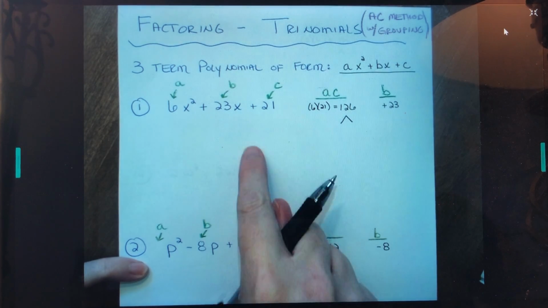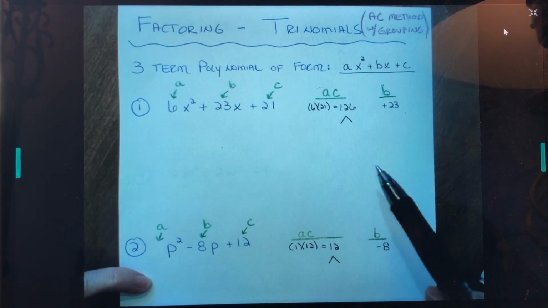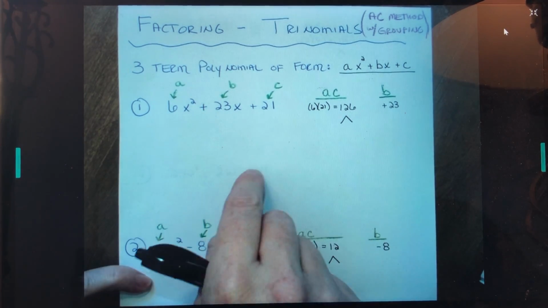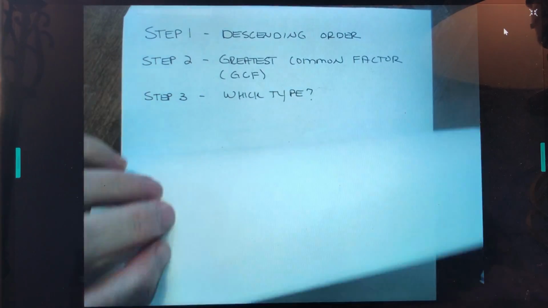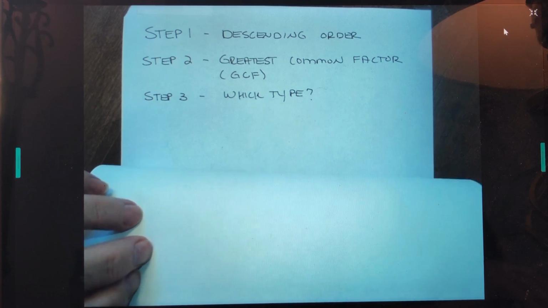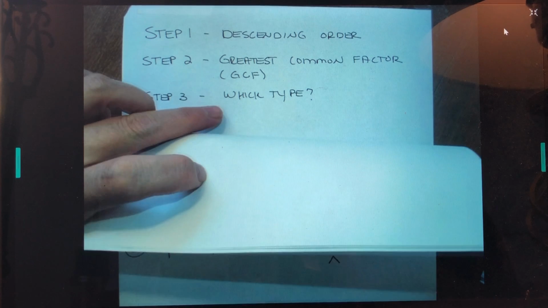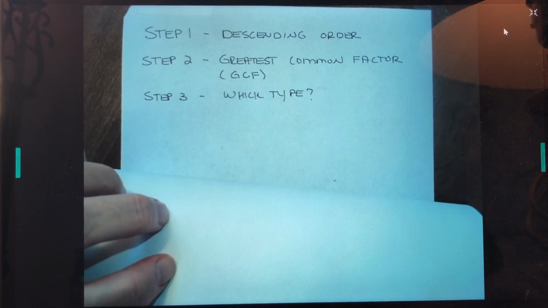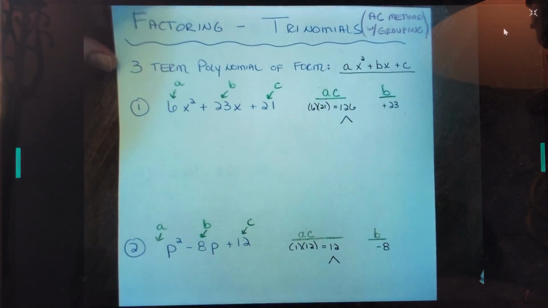Okay, so for these first couple I've preliminarily set up what we need to do. The first thing is, when you have your trinomial, we are not going to violate our rules of factoring, which I'll remind you of really quick. We need to make sure that our polynomial is in descending order. We are going to pull out a GCF if we can, and then we determine which type; these are all going to be trinomials, and we'll proceed with that process. So don't forget about step 1 and step 2, please.